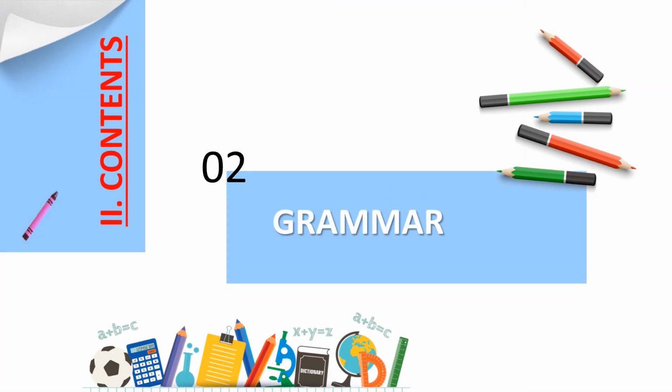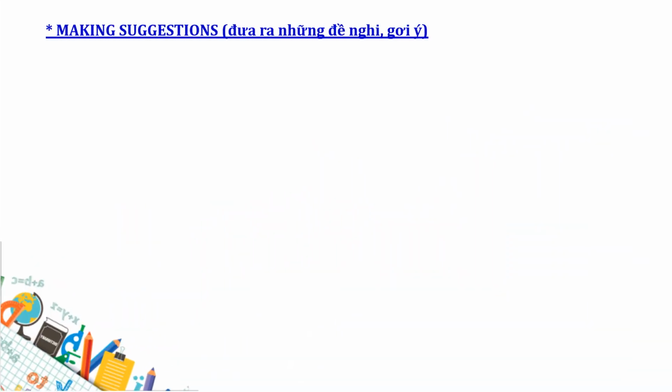To know how to make suggestions or invitations, the grammar point of this lesson can help you. So we move on to the second part of this lesson, grammar. The first point, making suggestions. To make suggestions, we can use three structures.